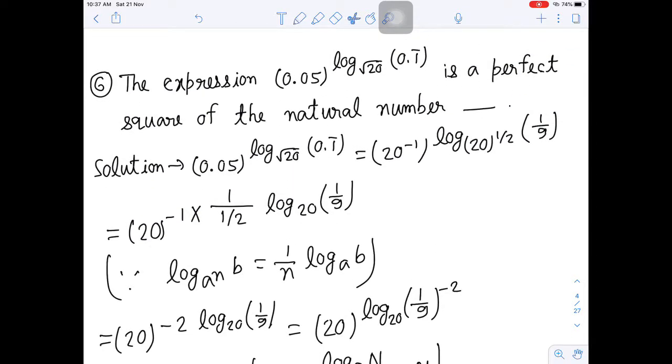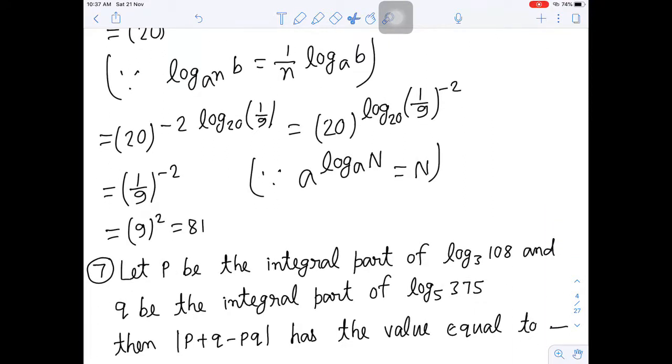Now they are asking it is a square of which natural number. So 81, yeah, there was no need to write 81. It is nothing but 9 square. So the answer would be 9. It is the square of the natural number 9.